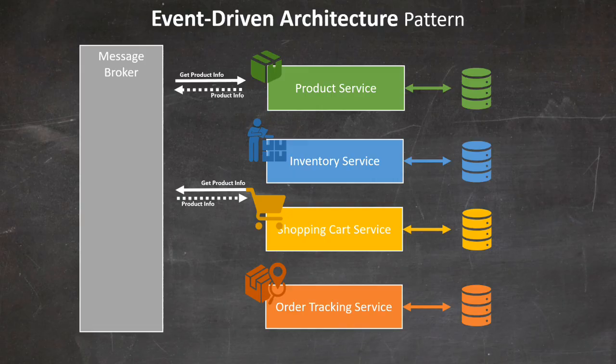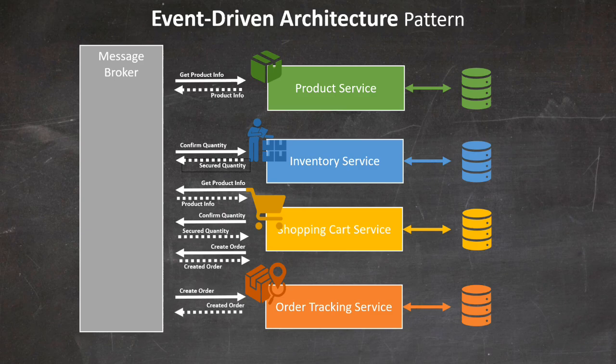The shopping cart will then want to confirm the quantity and, once confirmed, create the order. Pretty cool, right? Now, in AWS, you can implement this pattern using Amazon EventBridge or Amazon Simple Notification Service and Simple Queue Service. Google Cloud offers similar options with Cloud Pub/Sub and Cloud Functions to process the events. And Azure provides Azure Event Grid, Azure Service Bus, and Azure Functions.